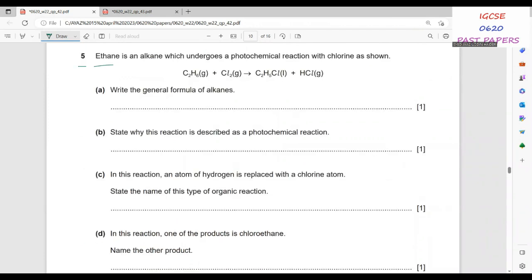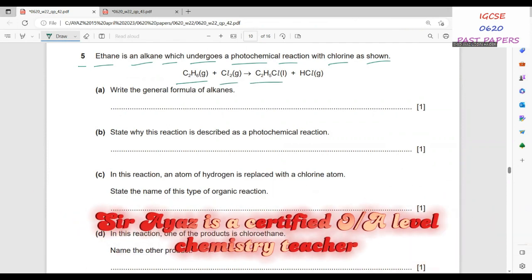Number 5, ethane is an alkane which undergoes a photochemical reaction with chlorine as shown. C2H6 gas plus Cl2 gas gives C2H5Cl liquid plus HCl gas. A, write the general formula of alkanes. This is something you have to learn by heart. CnH2n+2. B, state why this reaction is described as a photochemical reaction. It needs ultraviolet light, UV light.